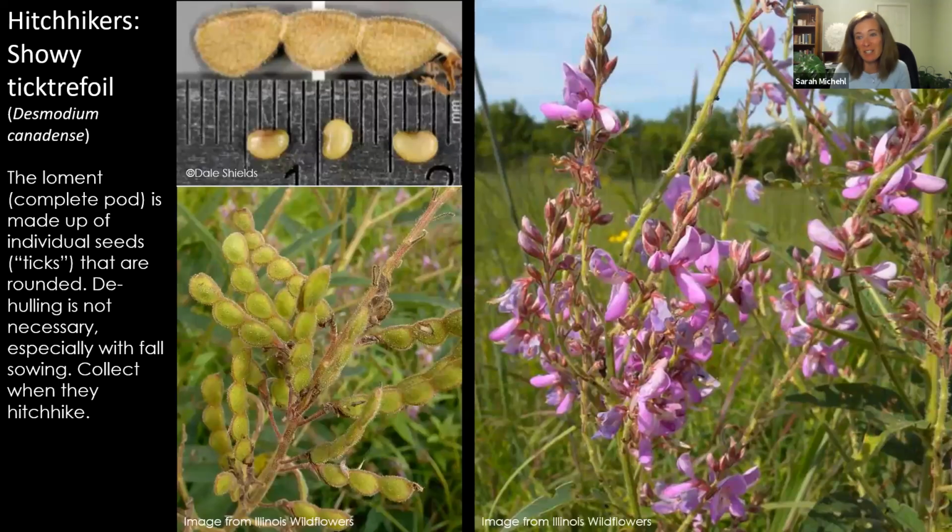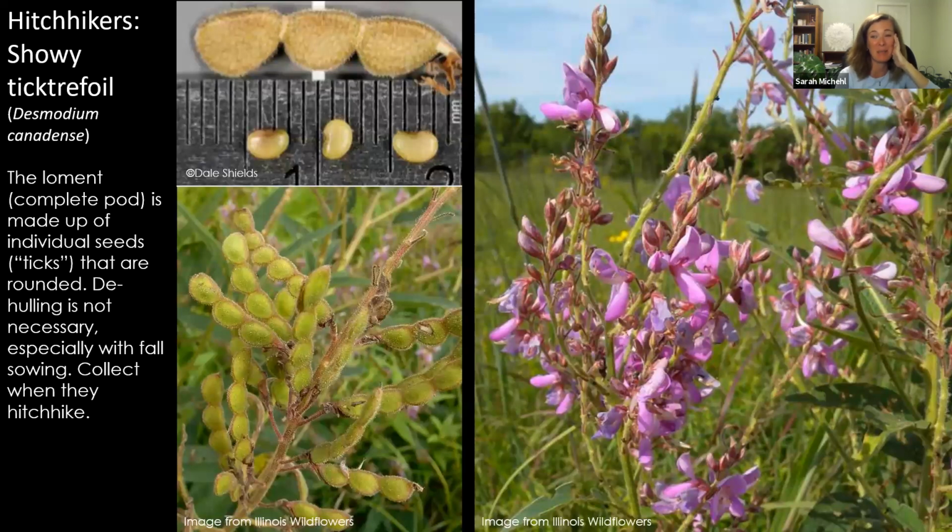All right. Hitchhikers. So the hitchhiker group, you don't find a ton of these in people's native plant gardens, but out in larger areas, like I have some of this desmodium in my larger seeded lawn prairie area. It was in the seed mix. I think they're pretty cool.